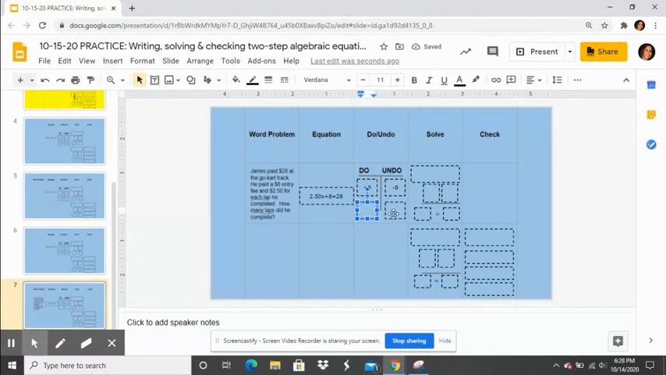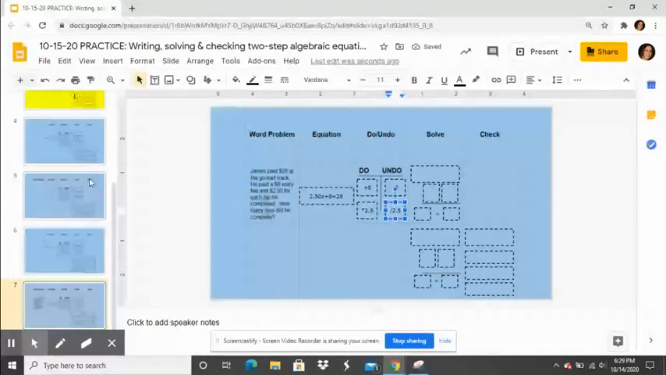Then the second do and undo is the number with the variable, which is the 2.5 that is being multiplied, or 2.50, either way, the 0 doesn't really matter. And to undo that, you divide by 2.5. Okay, so there's those set up for you. You just have to finish up the rest.